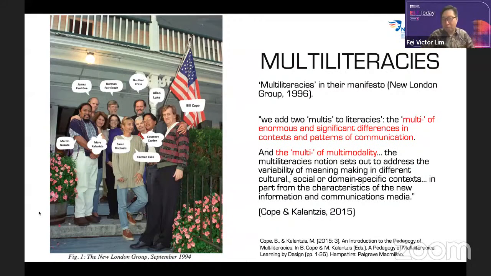And the second aspect of multiliteracies is multimodality, recognizing that there's a variability of meaning making in different cultural, social, or domain-specific contexts nowadays, with digital technology enabling new ways of meaning making. And that is what we see as multimodal literacy, the multimodality aspect.